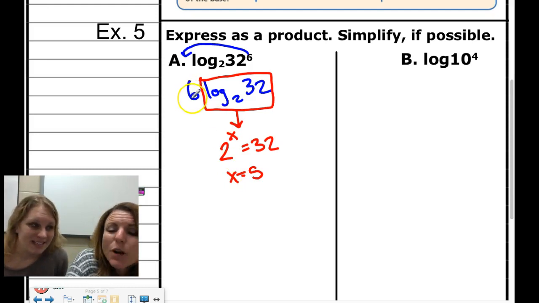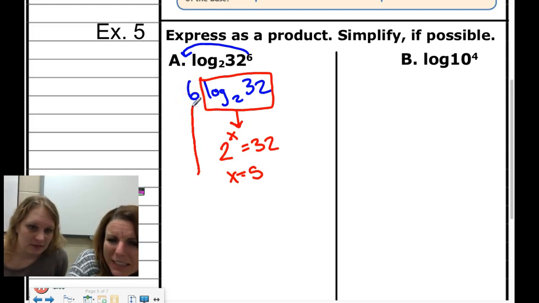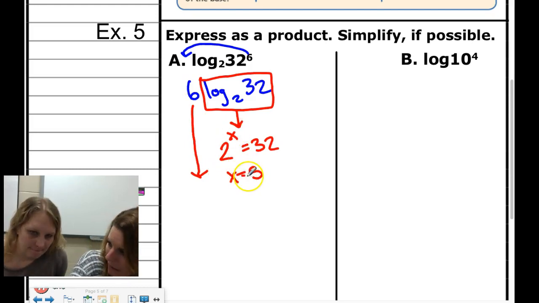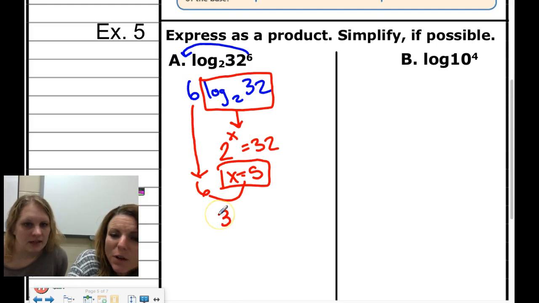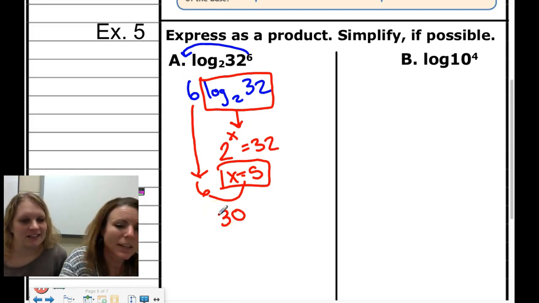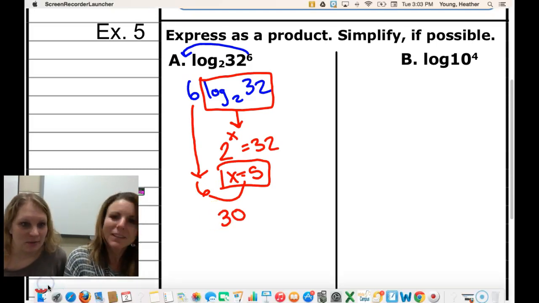But we still have the 6 that we have to bring down. I want to make clear that the 5 is what's coming out of the red box. And now what's left is the 6. So you have to take 6 times that 5, which is equal to 30. Great.